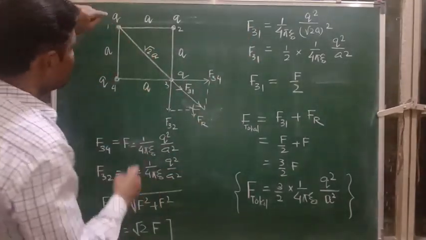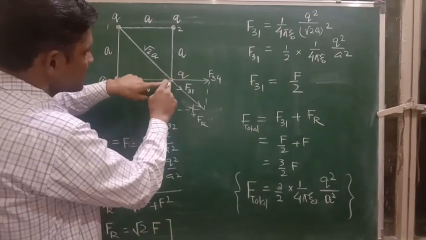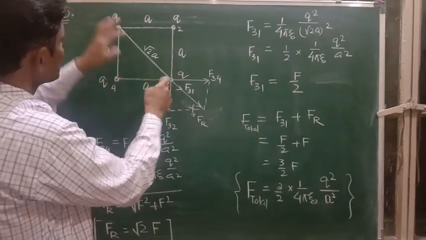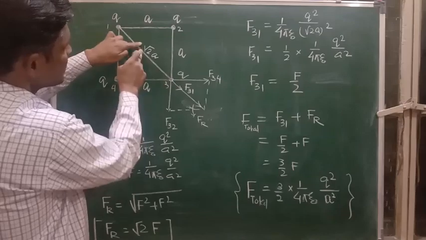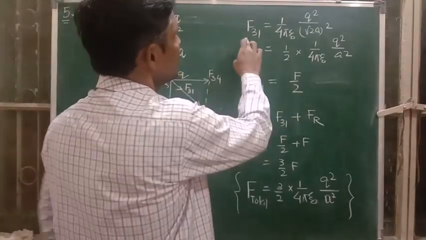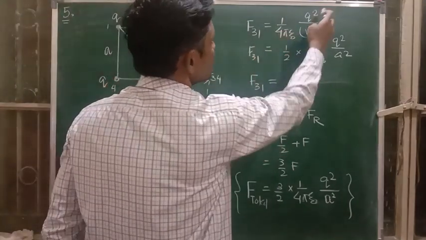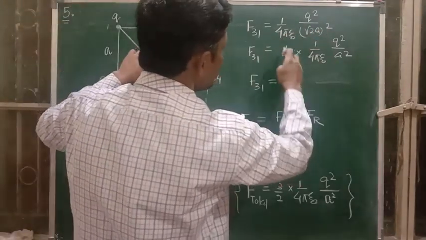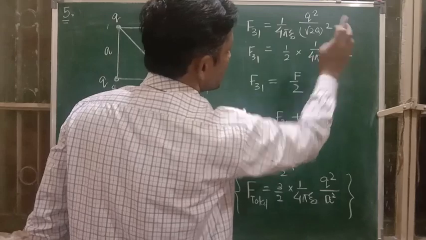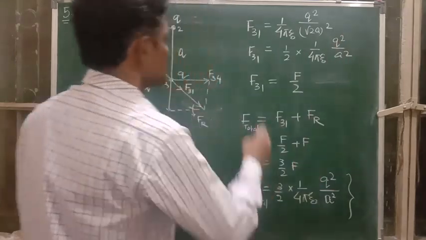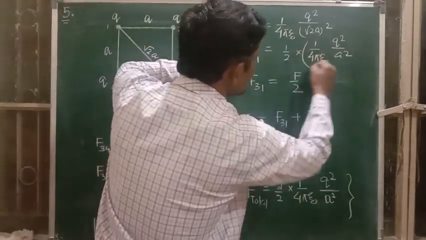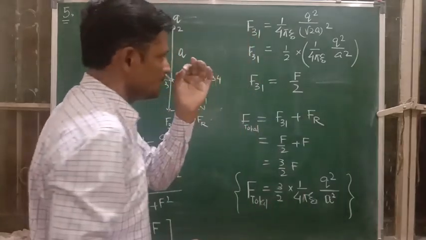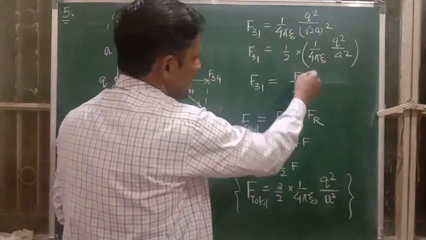Now what is the force on this third charge by this one? What is the distance here? It is root 2 a. So the force on third by first is 1 by 4 pi epsilon naught Q square by distance square, that is root 2a squared. So it is 1 by 2, 1 by 4 pi epsilon naught Q square by A square. So this value has symbol F, so F by 2.